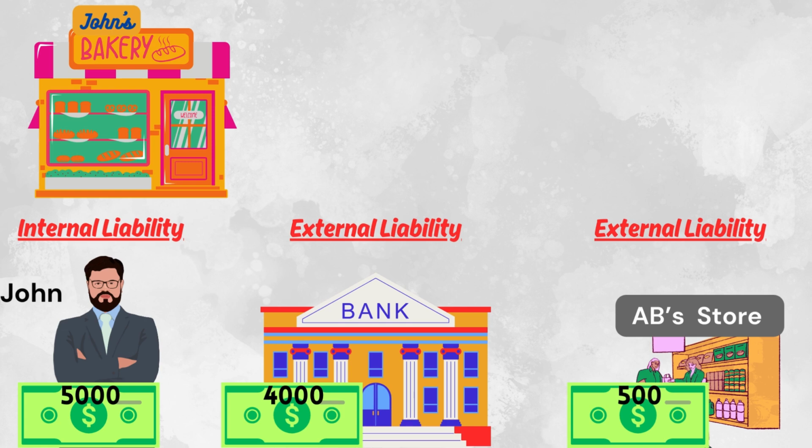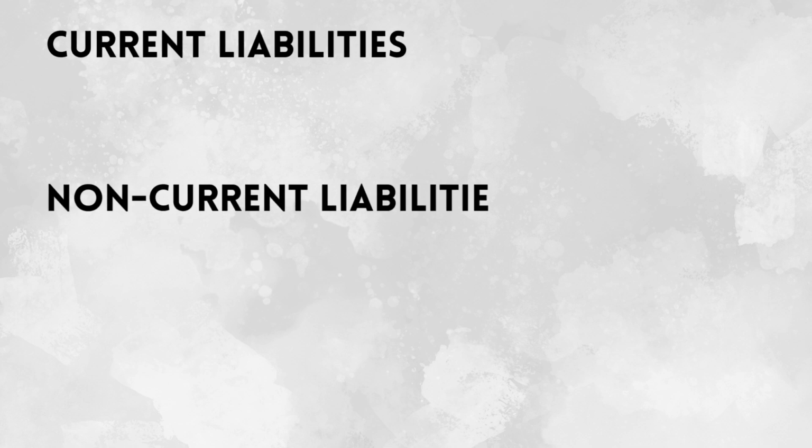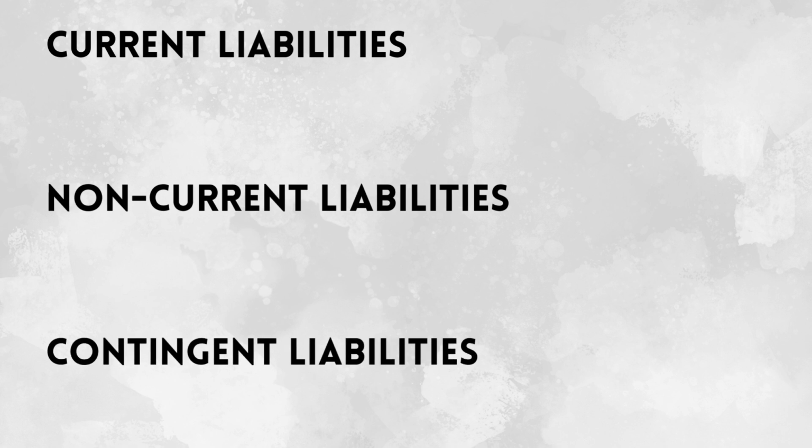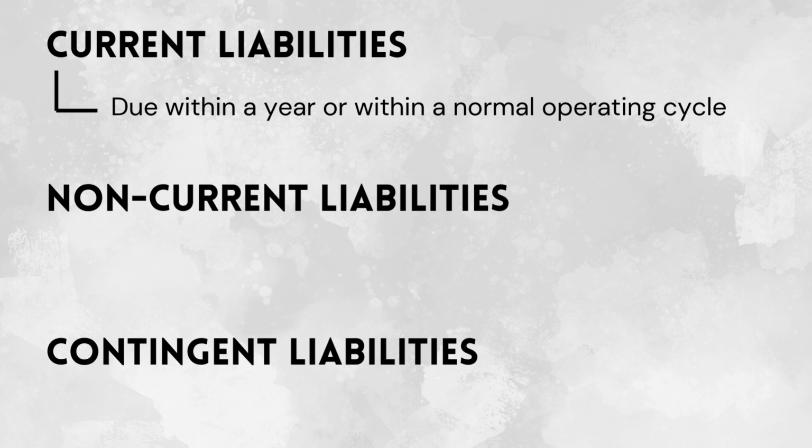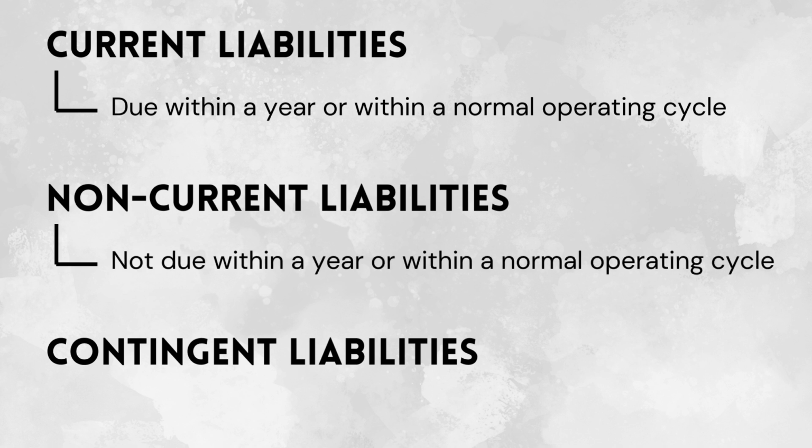Now, based on their expected timing and certainty of payment, the liabilities are classified as current liabilities, non-current liabilities, and contingent liabilities. Current liabilities are the obligations of a company that are due within a year or within a normal operating cycle. Non-current liabilities, also known as long-term liabilities, are obligations that are not due within a year or within a normal operating cycle. Companies normally take upon this to facilitate expansion or buy fixed assets.